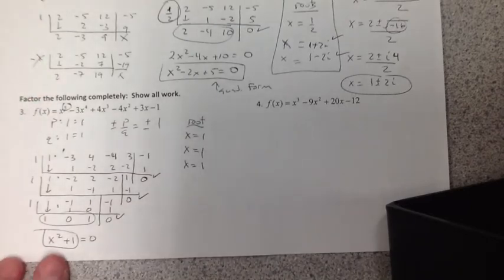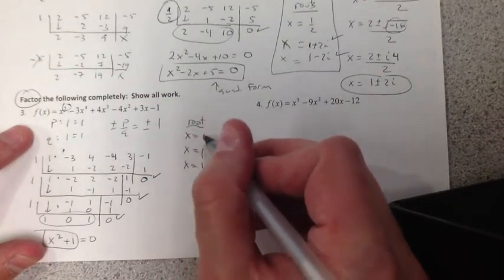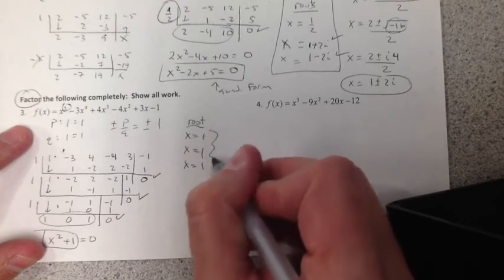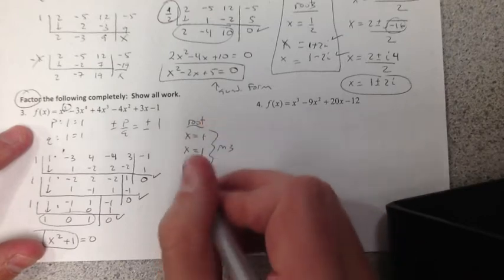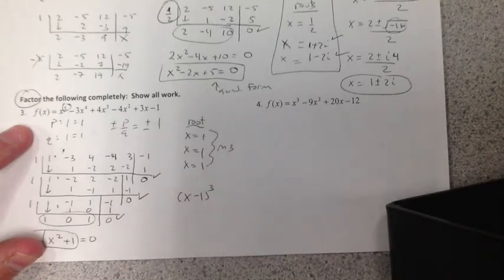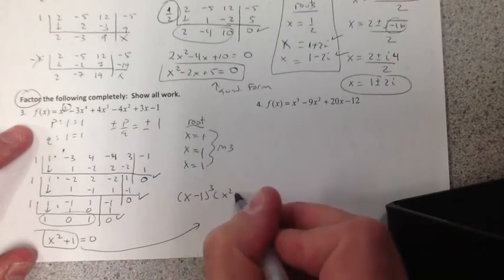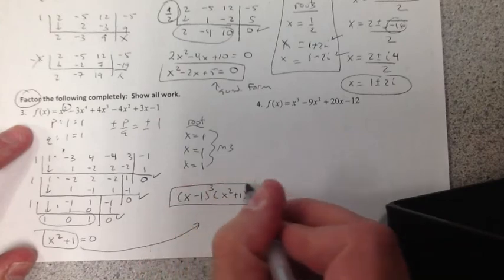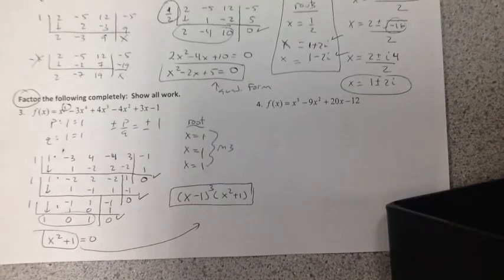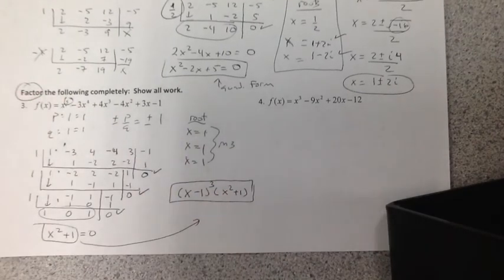Now, I don't have to find the roots for this one because I didn't want to find the roots. I wanted to find the factors. So my roots are going to be x equals 1 three times, right? Remember, that's multiplicity 3. So if I want to write these, they become (x minus 1) cubed times my remaining factor, x squared plus 1. And that's how we factor it completely. You don't have to solve for this one because we're not looking for the zeros, we're looking for the factors.